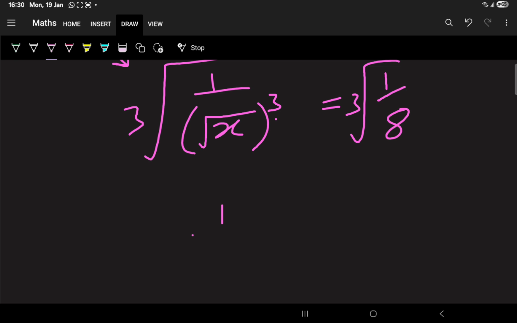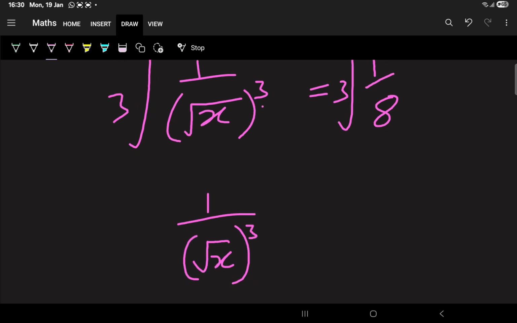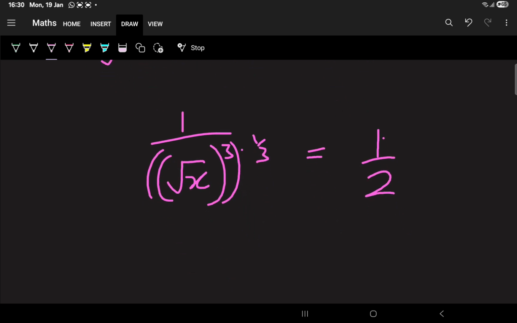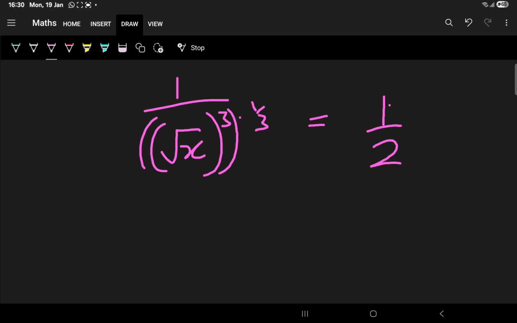So taking cube root of both sides, I have 1 over square root of x. Now the cube root is same as saying to the index of 1 over 3, and is going to equal to the cube root of 1 over 8 is 1 over 2, because 1 over 2 cubed is 1 over 8. Now this is going to multiply this, and I'm going to have 1 over square root of x is equals to 1 over 2.